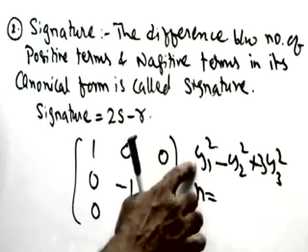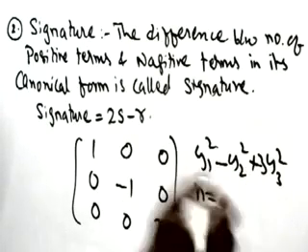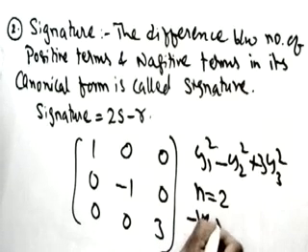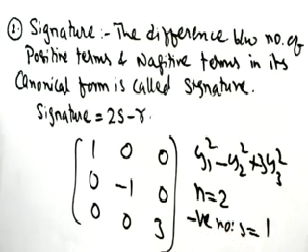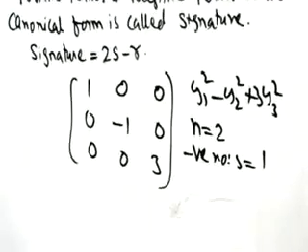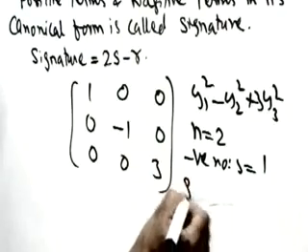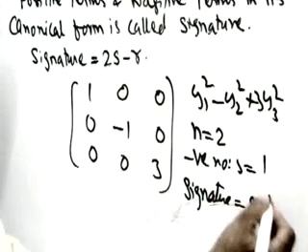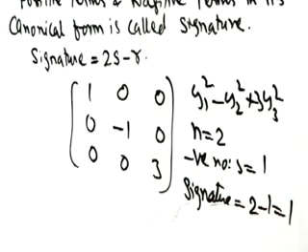Now see how many positive terms are here. 1, 2, 3. We have two positive terms, so s equals 2. And negative terms, we have 1. So the signature is the difference between positive and negative terms. So here the signature will be 2 minus 1 equals 1. So signature means the difference between the number of positive terms and negative terms.